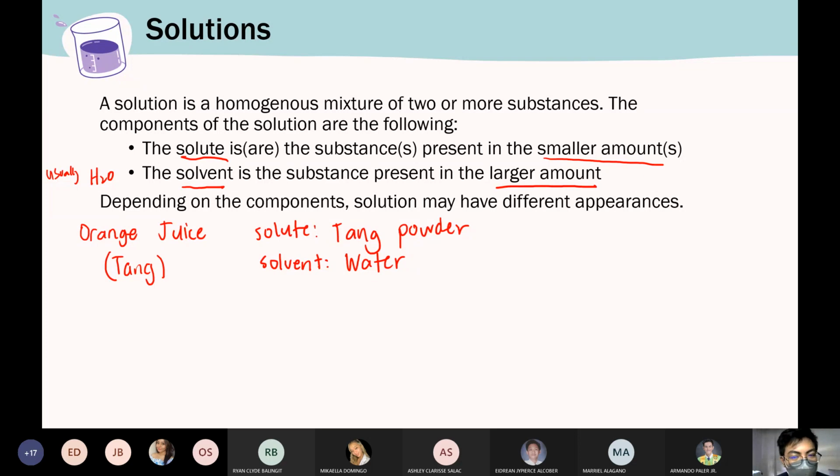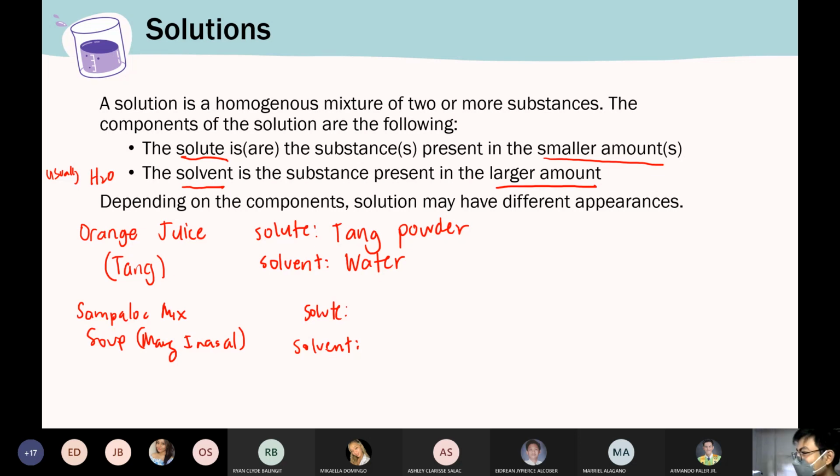Ito, favorite ko to sa Mang Inasal. I don't know kung kayo rin, no? Di ba yung may sabaw yun na maasim? For example, yung sampalok mix soup sa Mang Inasal. Namimiss ko tuloy magmang inasal. Ayan. So, ano yung solute, and ano yung solvent? Parang juice lang din yan. Ano yung solute natin sa sampalok? Sampalok mix. And then, ano yung solvent natin dun? Sinigang mix.